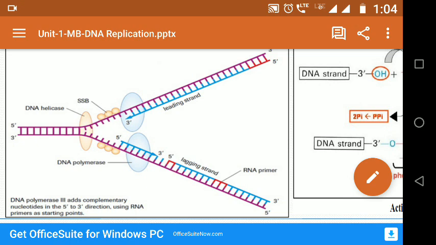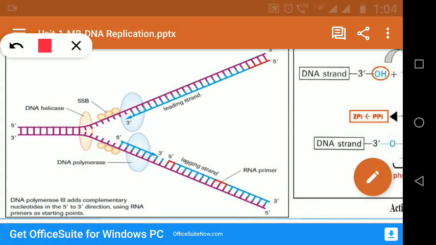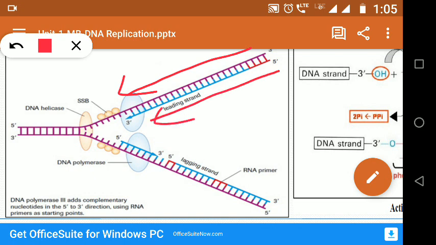Okay, so from here to here, 3' to 5' direction. In the same way, the other strand, the new strand, will be anti-parallel, in the opposite direction. Therefore it will be in 5' to 3' direction. So the DNA polymerase always adds nucleotides, deoxynucleotides, only in 5' to 3' direction.